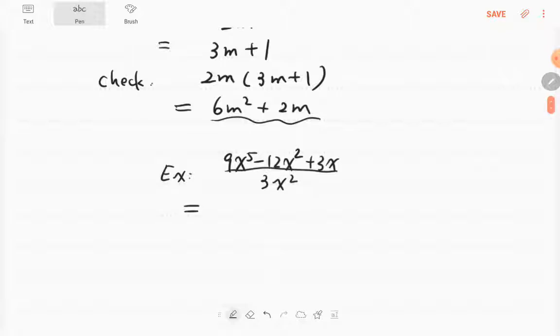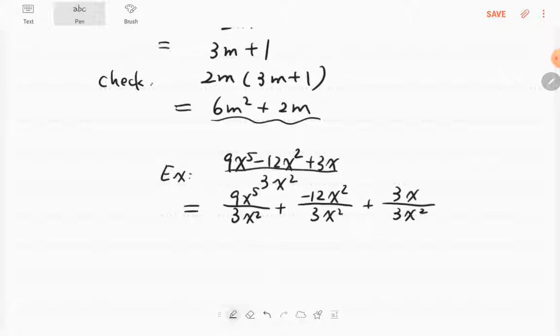So remember, when we use a polynomial divided by a monomial, we only need to divide each term by the monomial. The first term, 9x^5 divided by 3x squared. The second term will be negative x squared divided by 3x squared. Of course, the last term will be 3x divided by 3x squared.